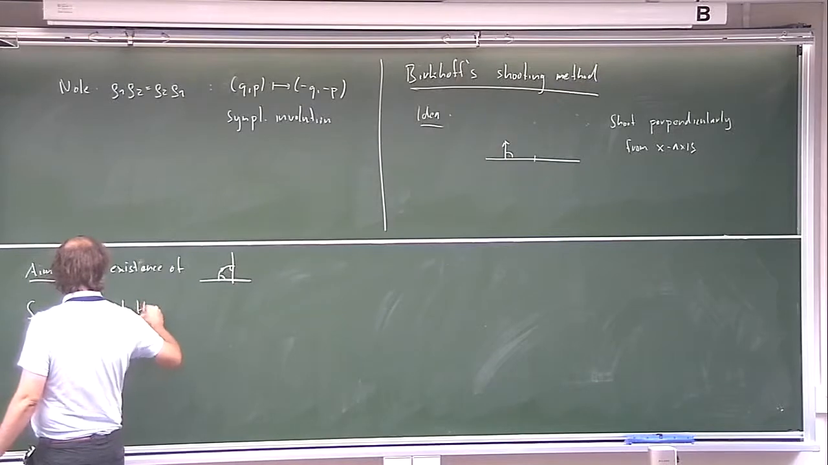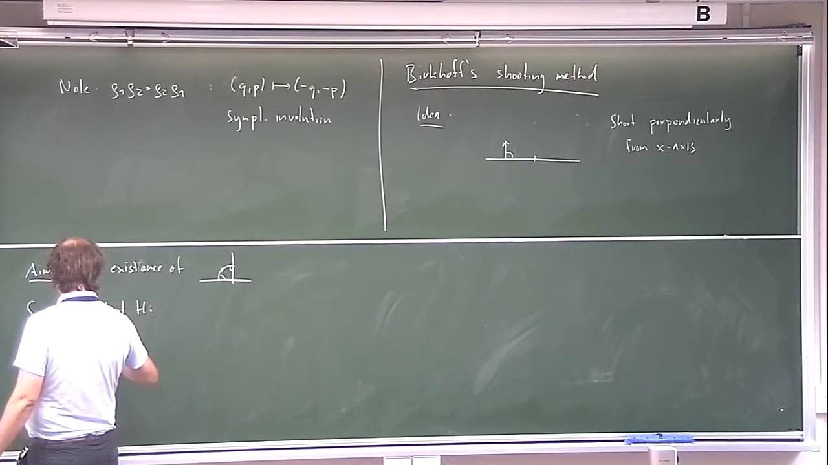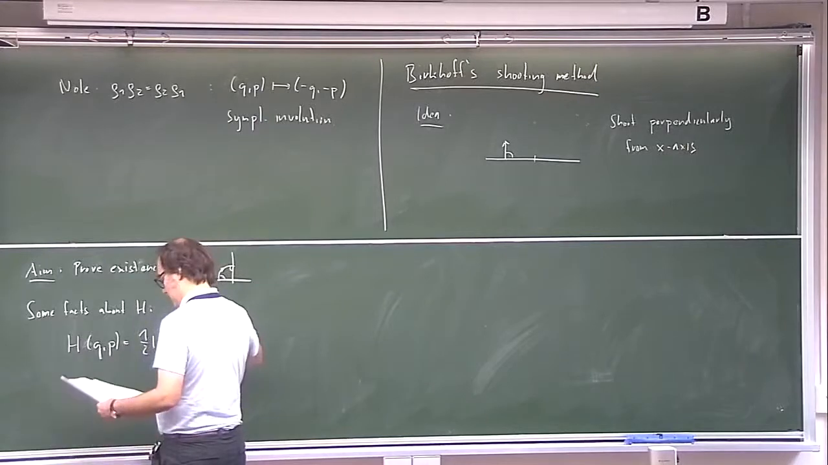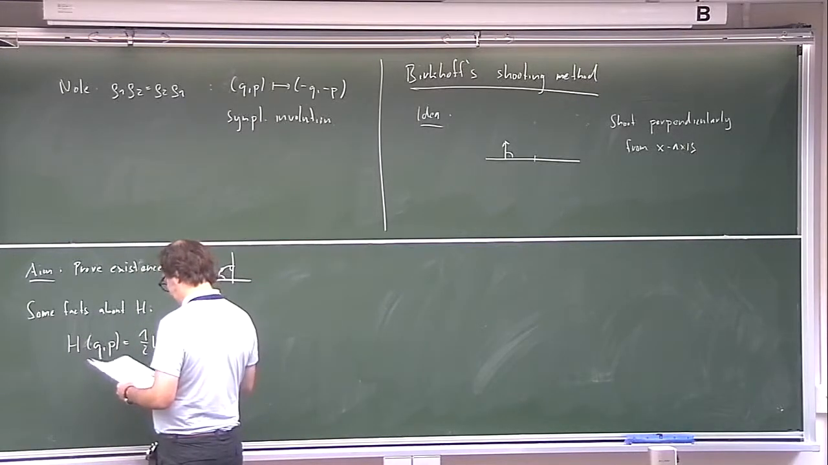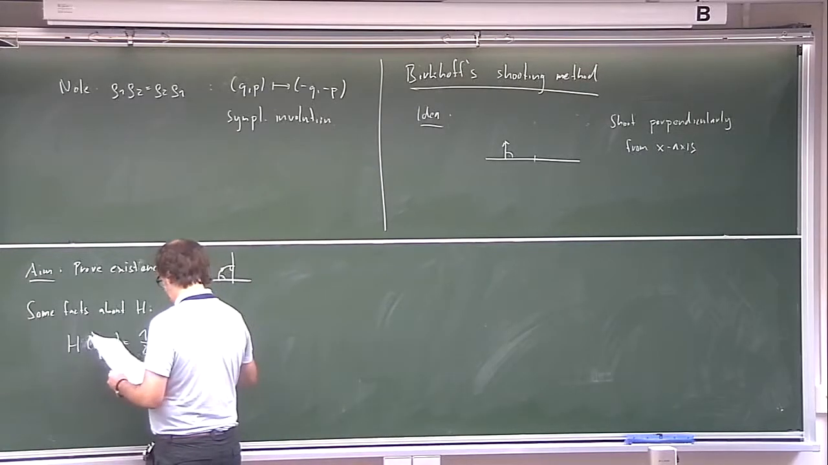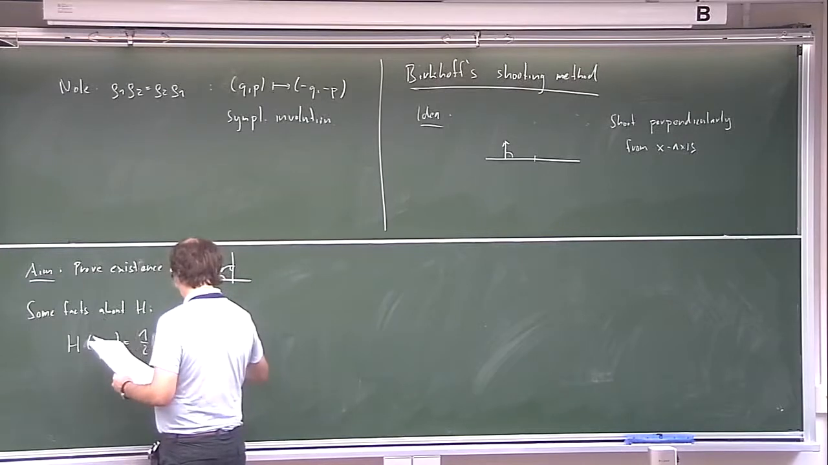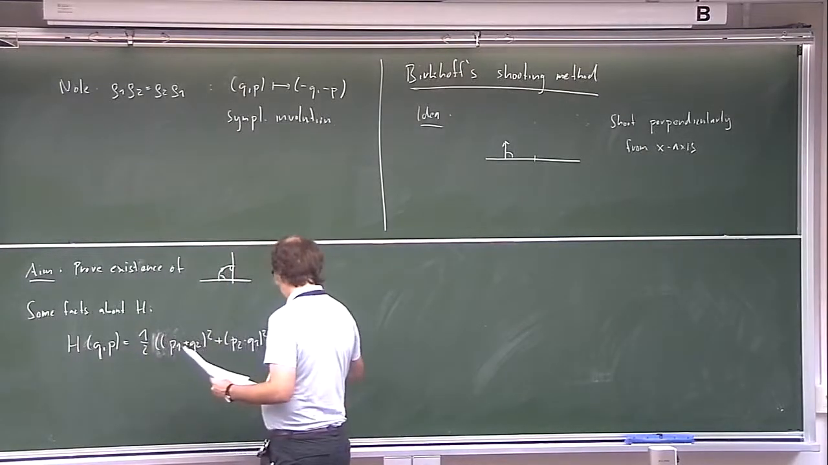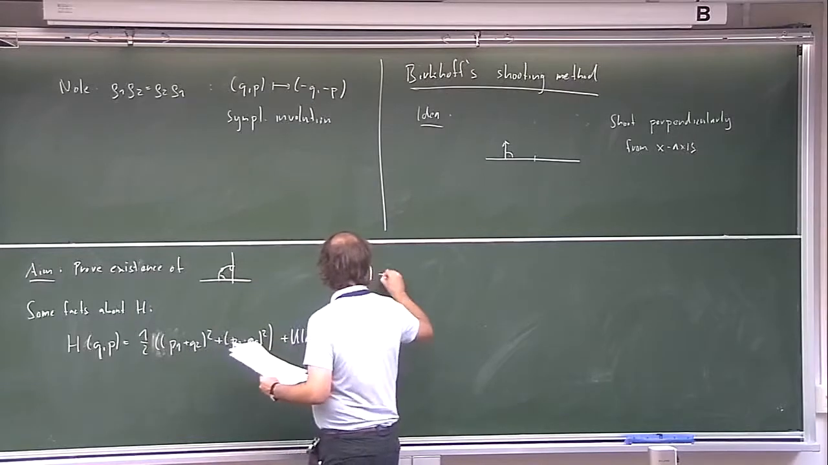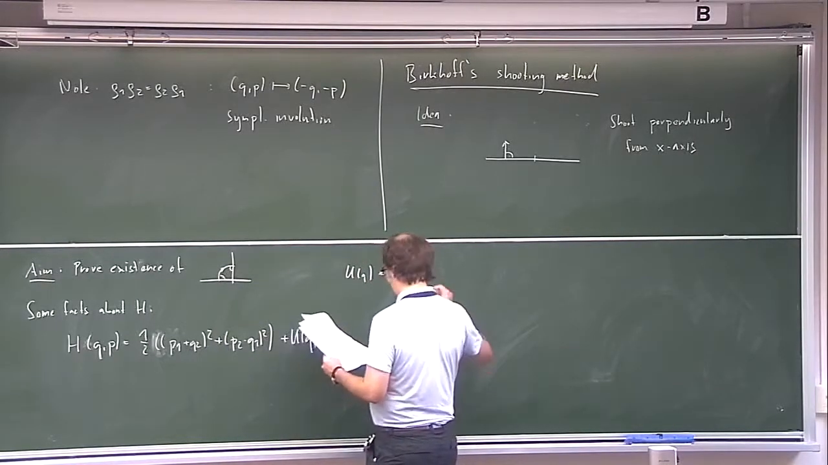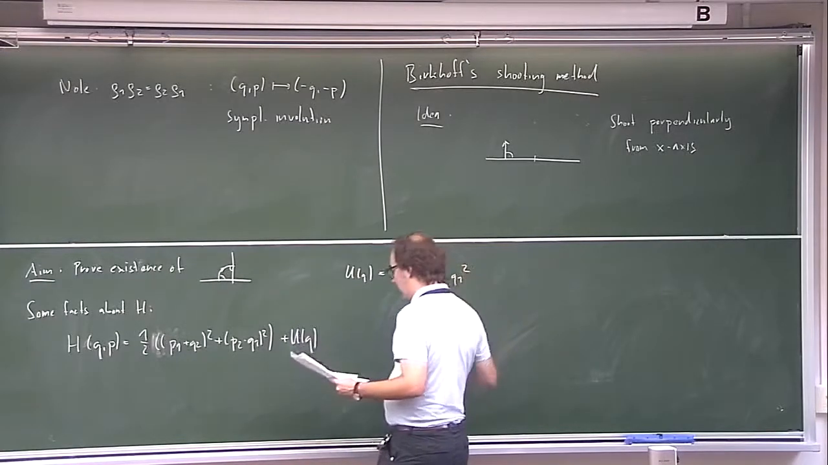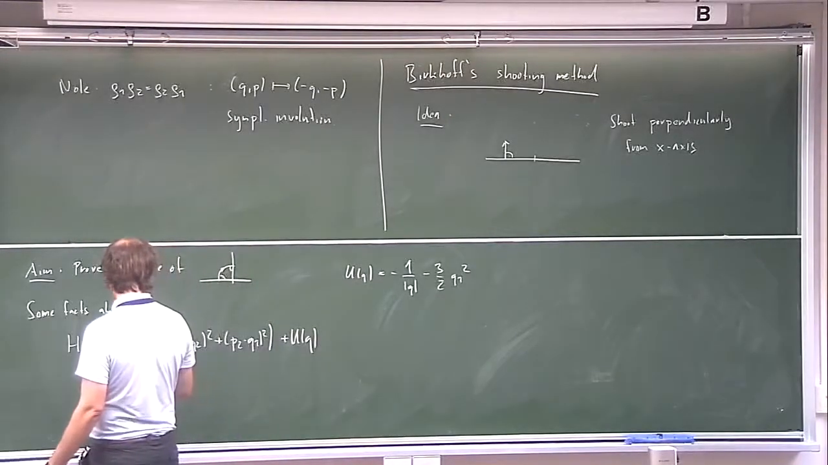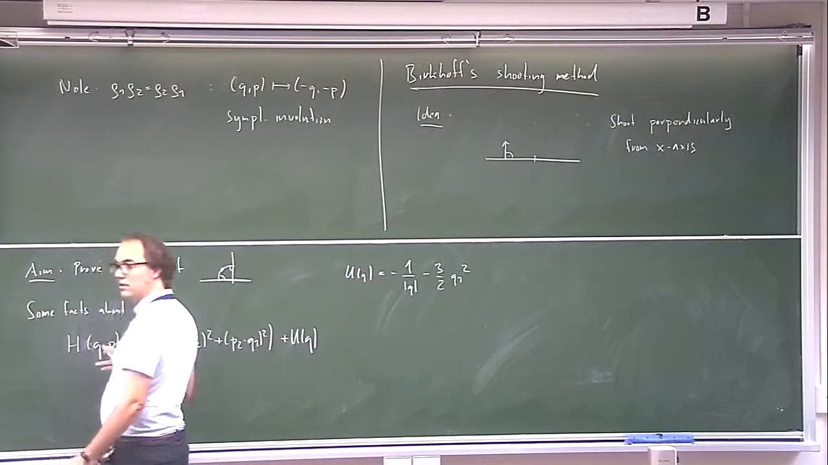So we have H(q,p) equals 1/2 p squared minus a twist, (p1 plus q2) squared plus (p2 minus q1) squared, plus U(q), where U(q) was minus 1 over |q| minus 3 over 2 q1 squared. And then this Hamiltonian has two critical points.